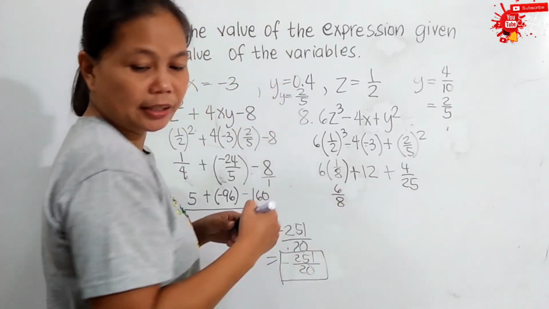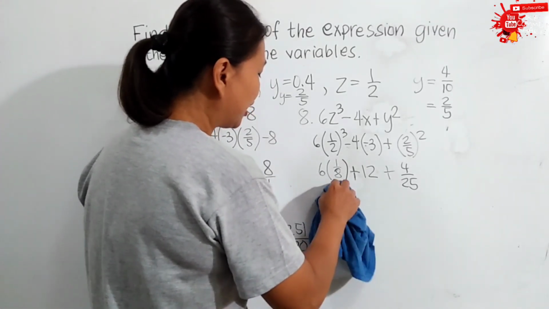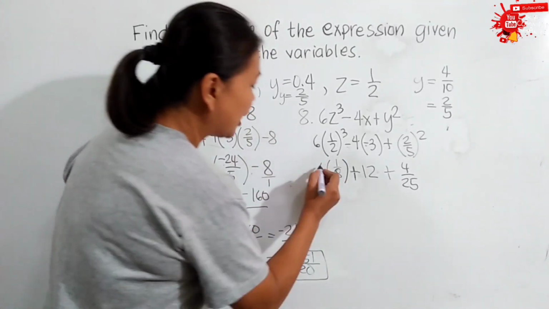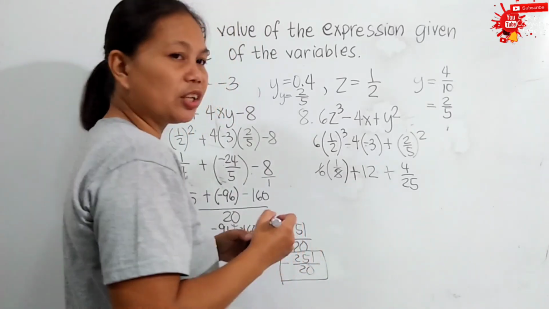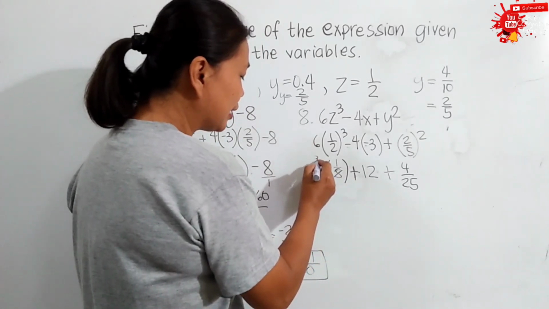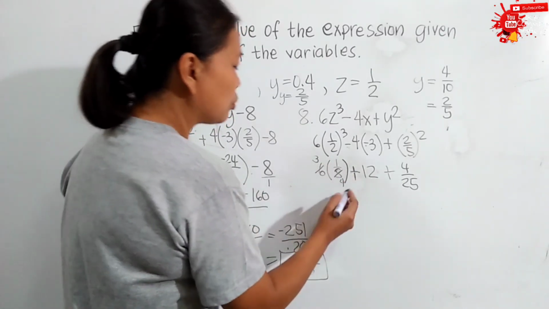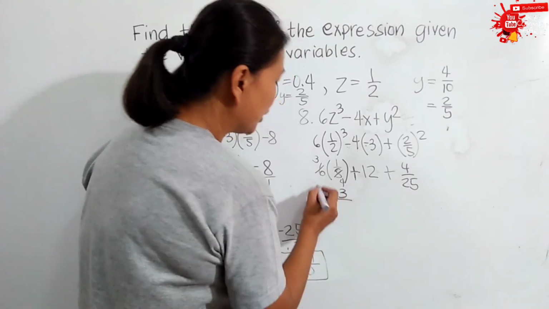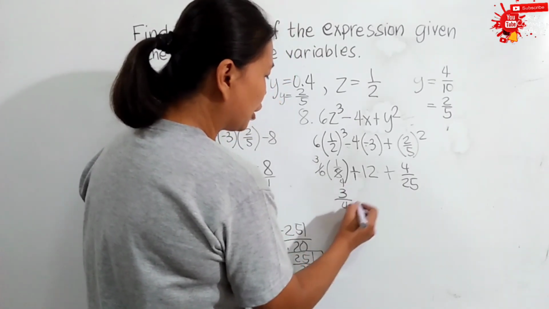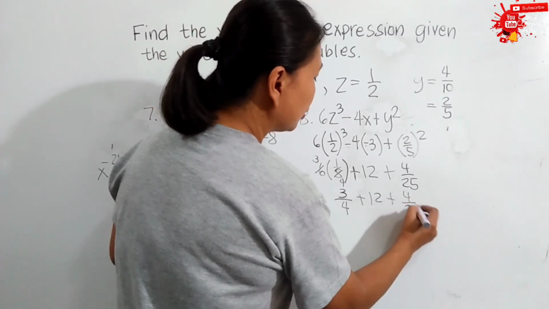Or simply, we can use the cancellation method so that we can get the product in simplest form. So we can cancel 6 and 8 because they are both divisible by 2. So 6 divided by 2 is 3 and 8 divided by 2 is 4. So 3 times 1 is 3 over 1 times 4 is 4. Plus 12 plus 4 over 25.